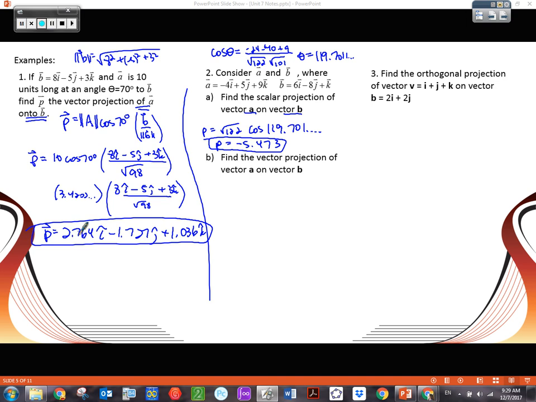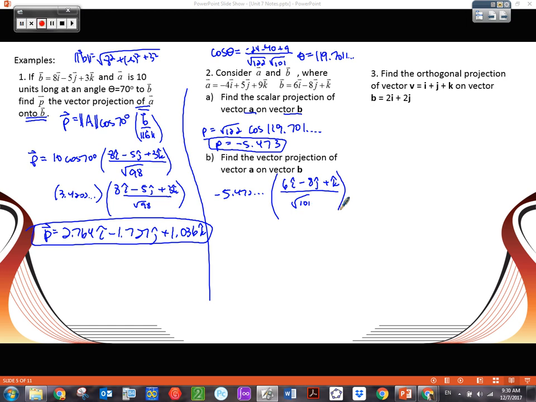So now let's work on the vector projection. So here's my scalar projection, the negative 5.474, 7, blah, blah, blah. I'm multiplying that by vector b, which is 6i minus 8j plus k, over its magnitude, and its magnitude was the root 101.